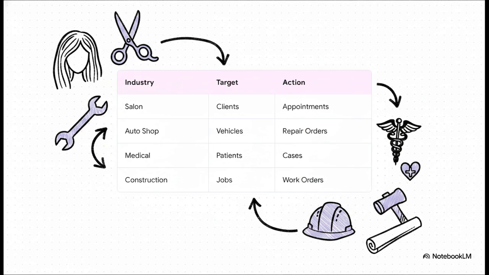If you run a salon, the software instantly shifts its framework to tracking clients and appointments. But if you run an auto shop, that exact same database translates its interface to track vehicles and repair orders. For a medical practice, it seamlessly becomes patients and cases. The software literally changes its skin so a dispatcher or a technician feels right at home immediately. We're talking almost zero learning curve here.